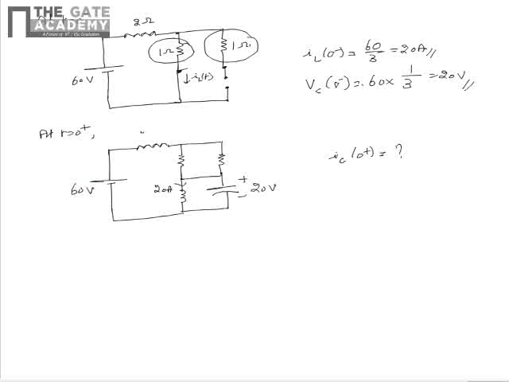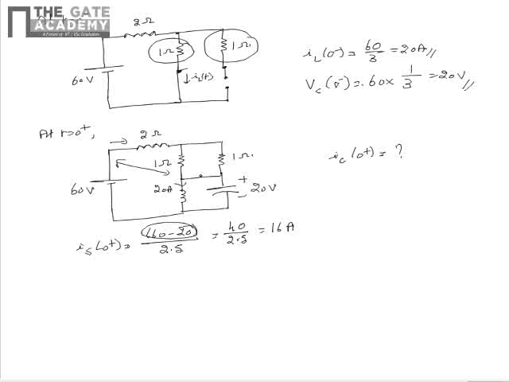As the capacitor voltage is 20 volts and the resistors are of resistance 2 ohm, 1 ohm and 1 ohm, we see that from the given circuit, the source current can be written as IS of 0 plus is equal to 60 minus 20 divided by 2.5. This is due to the reason that the drop across the resistors can be given as 60 minus 20 and the equivalent resistance can be written as 2.5. This is equal to 40 divided by 2.5, that is equal to 16 ampere.